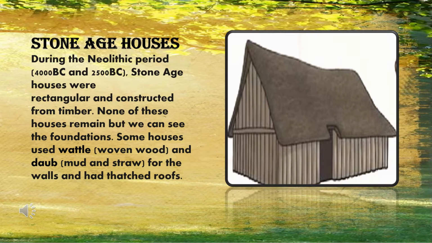During the Neolithic period, 4000 BC to 2500 BC, Stone Age houses were rectangular and constructed from timber. None of these houses remain, but we can see the foundation. Some houses used wattle, meaning woven wood, and daub, made of mud and straw, for the walls and had thatch roofs. You can see on your screen the house which is made by wattle and daub.